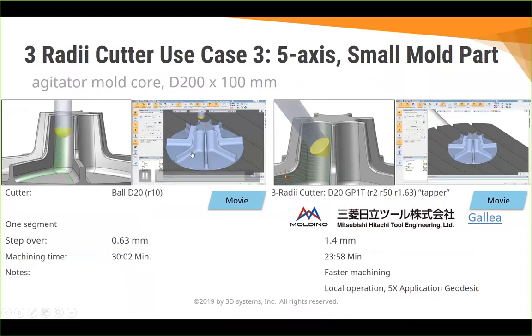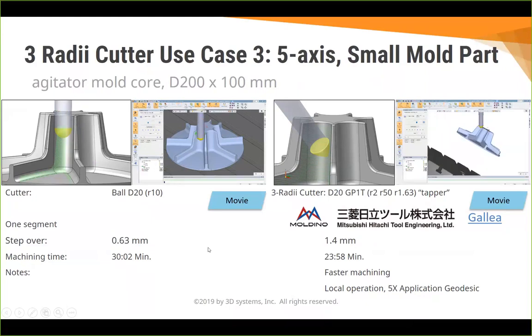Let me run both simulations in parallel, and meanwhile, while I'm talking, you can see the difference in behavior. The simulations are synchronized to the real machining time. So standard ball was about 30 minutes, and a taper cutter five axis was 24 minutes. This is already a significant time saving, not dramatic, but interesting.